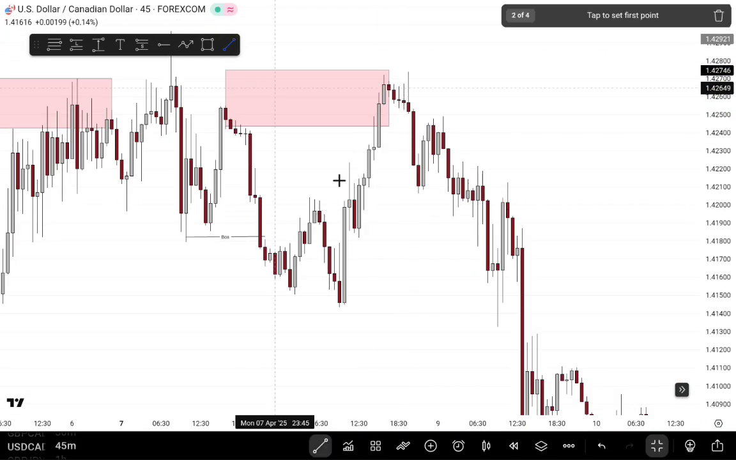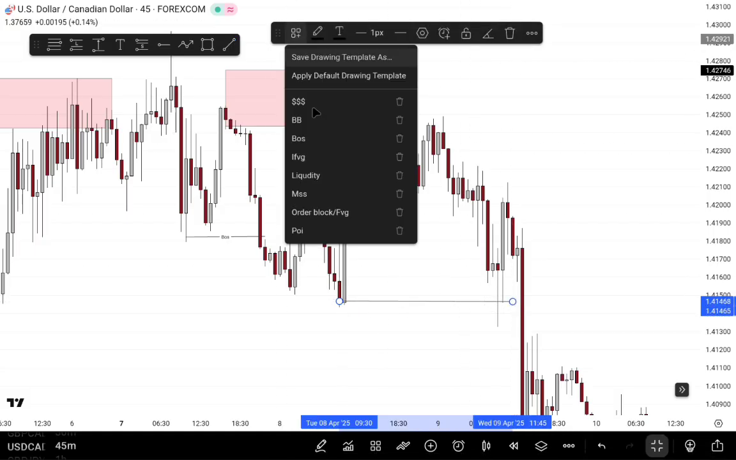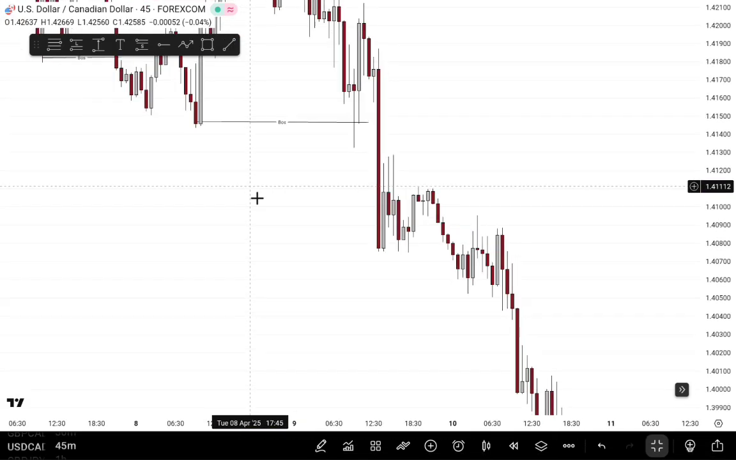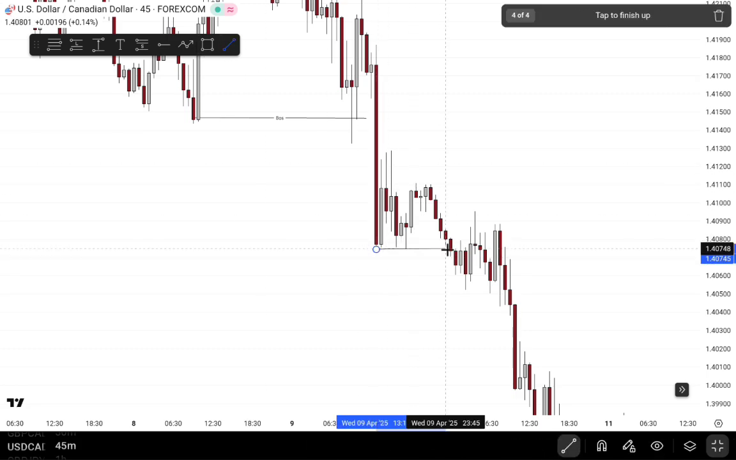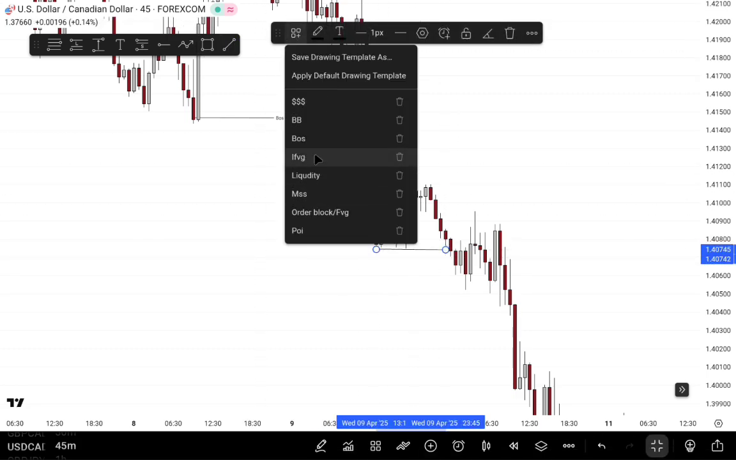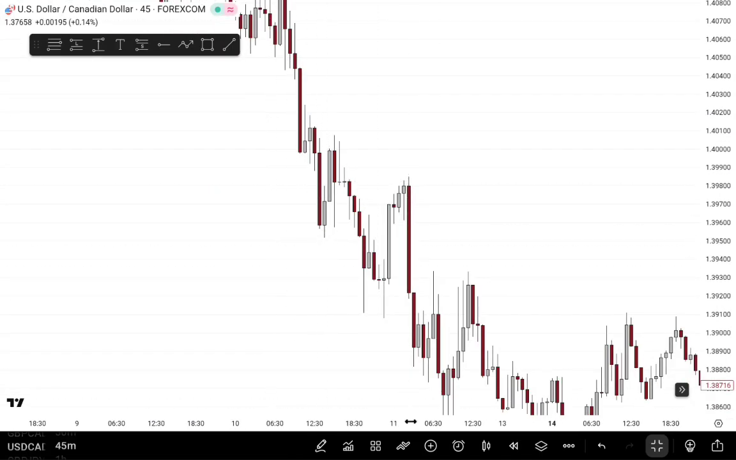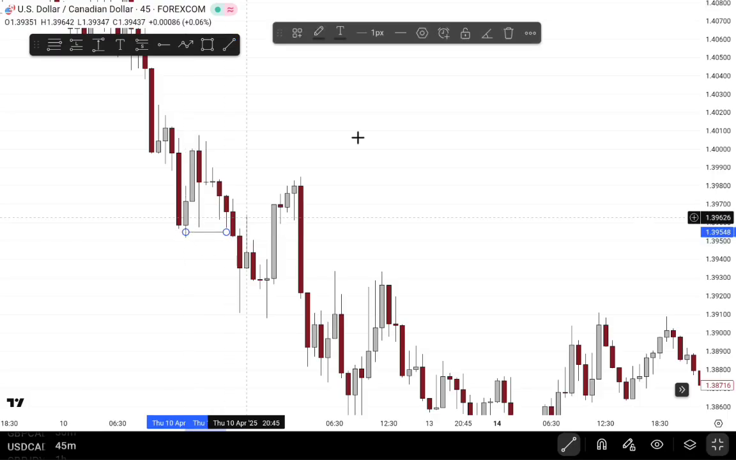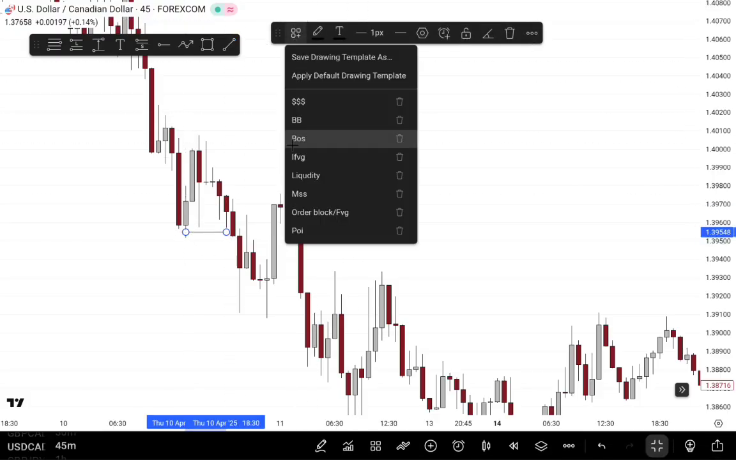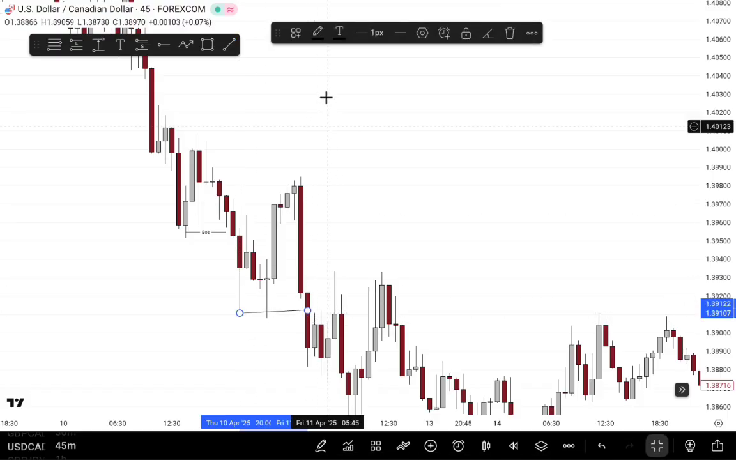And after that, we have another break to the downside at this point. So it's a break of structure to the downside. We also have another break of structure to the downside. Alright, we also have this break of structure to the downside, and we also have this break to the downside at this point. Also have another break to the downside.